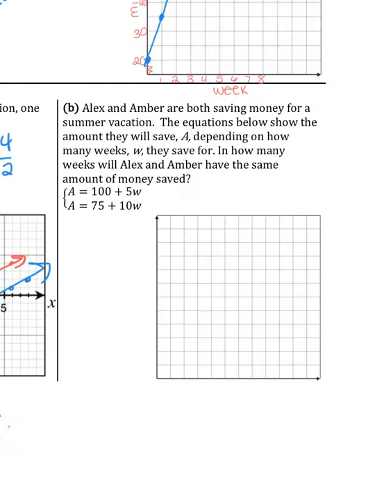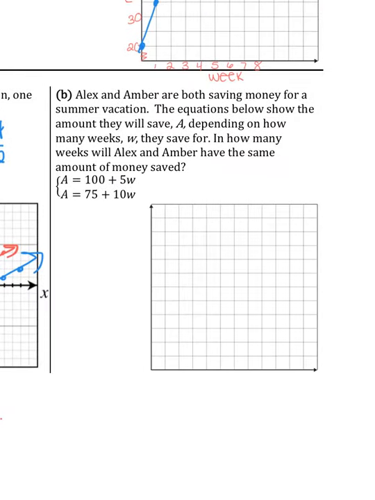And then finally, Alex and Amber are both saving money for a summer vacation. The equations below show the amount they will save depending on how many weeks. That literally tells you A depends on W, by the way. So that means that the amount, we'll put money over here. And we'll put weeks here. And again, I can go up by ones for my weeks.